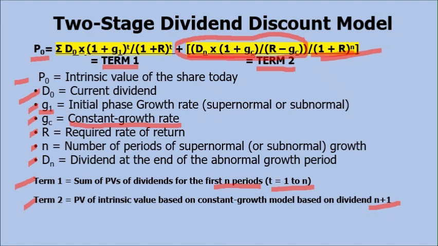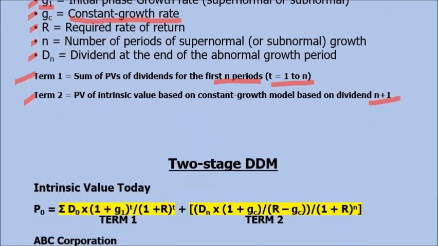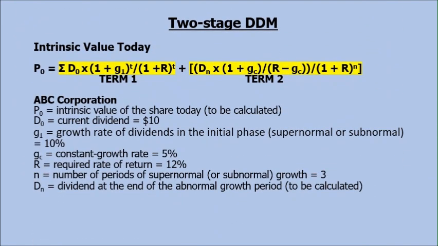The sum of terms 1 and 2 gives the sum of the present value of streams of dividends at both stages, which is the intrinsic value of the stock today. Let's take an example to understand this. ABC Corporation intrinsic value today can be calculated using the formula we discussed. It is a two-stage dividend discount model. P0 is the intrinsic value of the share today, which is to be calculated.